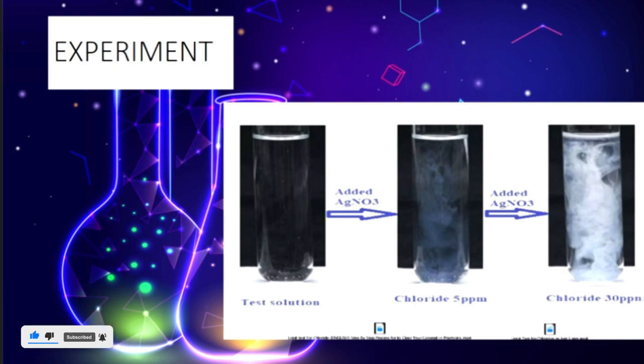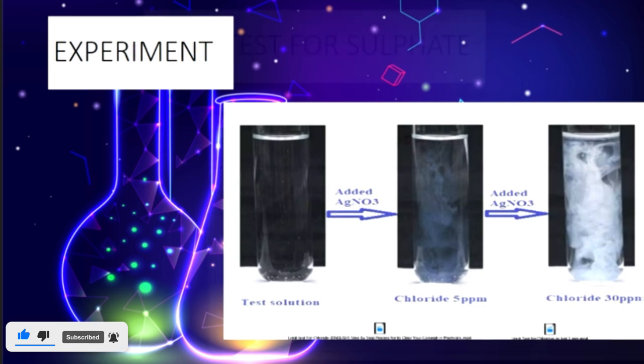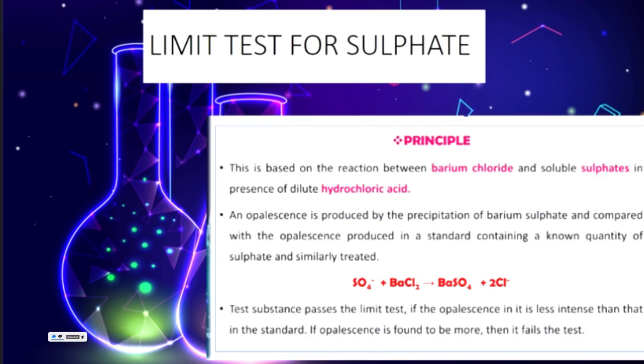This procedure is very important to note, because it is a standardized procedure and you should learn each and every quantity in it. So next we are going to learn about the limit test for sulphate. The limit test for sulphate is the same as for chloride, but here the limit tests are used semi-quantitatively to control the impurities present in the sulphate.